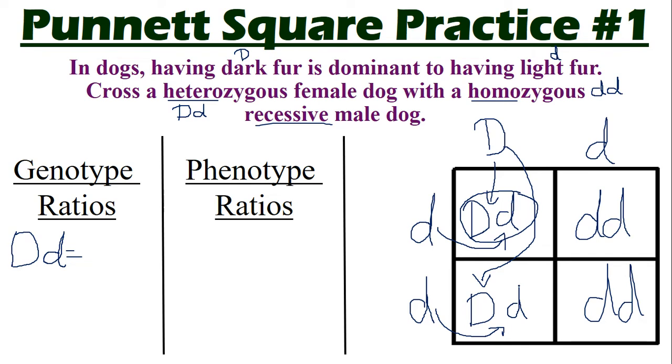How many boxes have capital D, lowercase d? Well, I see one box and I see two boxes. Since there's two boxes, that would mean 50%, because each box is going to be 25%. So we cover those. The next one I see is a lowercase d, lowercase d. How many boxes have lowercase d, lowercase d? Two. That means it's 50%.